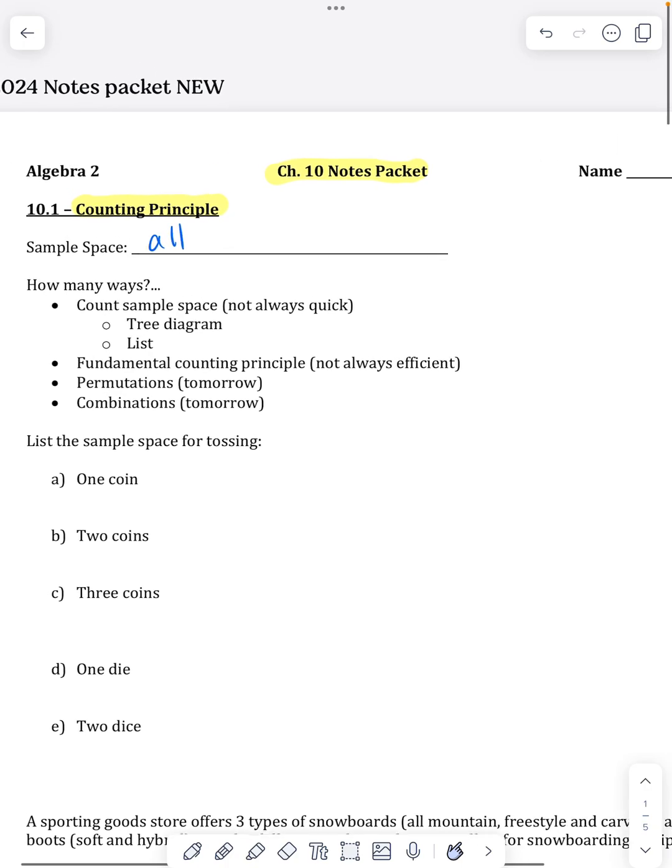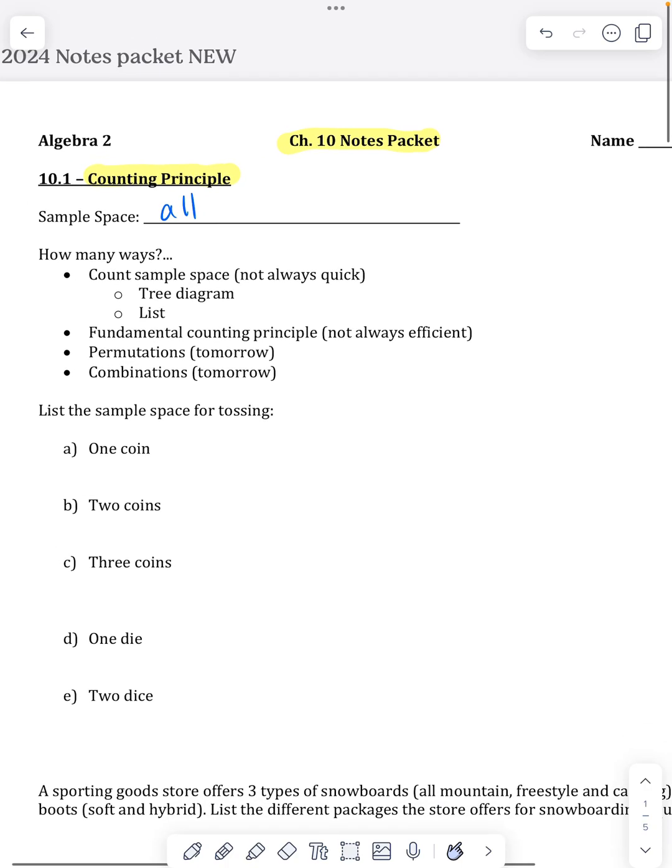I don't know why this is wiggling around so much. Okay, stop. There we go.